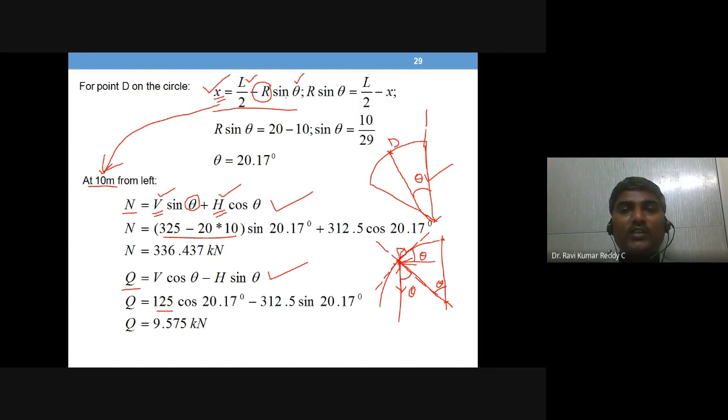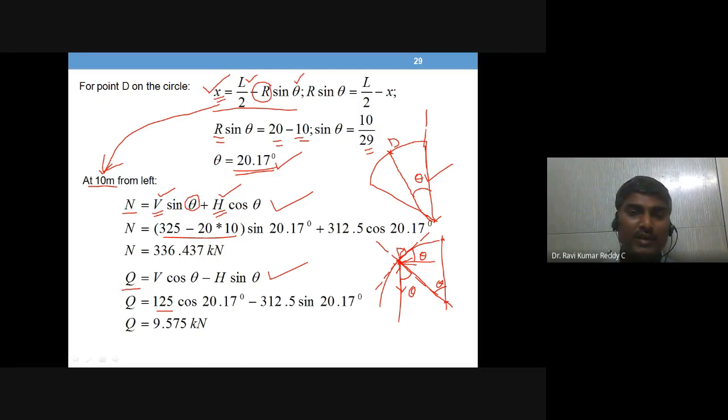So simply rearranging this equation, R sine theta is equal to L by 2 minus x. So L by 2 means 40 by 2, 20. And x is 10, as I said, the point where you need N and Q. So sine theta is equal to 10 by R. R is 29. So theta is sine inverse 10 by 29. Operate your calculators. Theta is equal to 20.17 degrees. So this is how we find a geometric quantity. So this is where geometry is required.